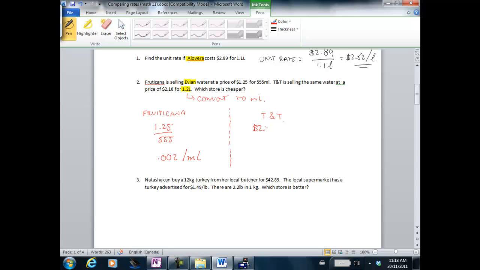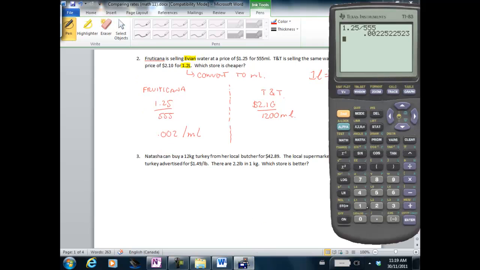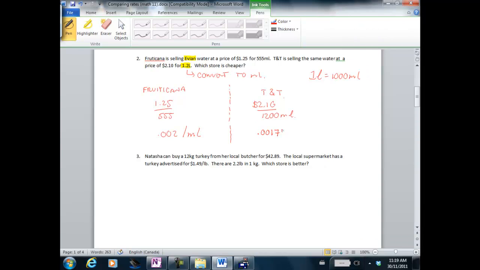So 2.10 divided by, now here's the catch. What goes on the bottom? Not 1.2. 1200 is correct, because we have to make sure your units are the same. If you forget, 1 liter equals 1,000 milliliters. Because it's 1.2 liters, 1.2 is really 1200. Guys, go ahead, divide it. So 2.10 divided by 1200, and you get 0.00175 per milliliter.